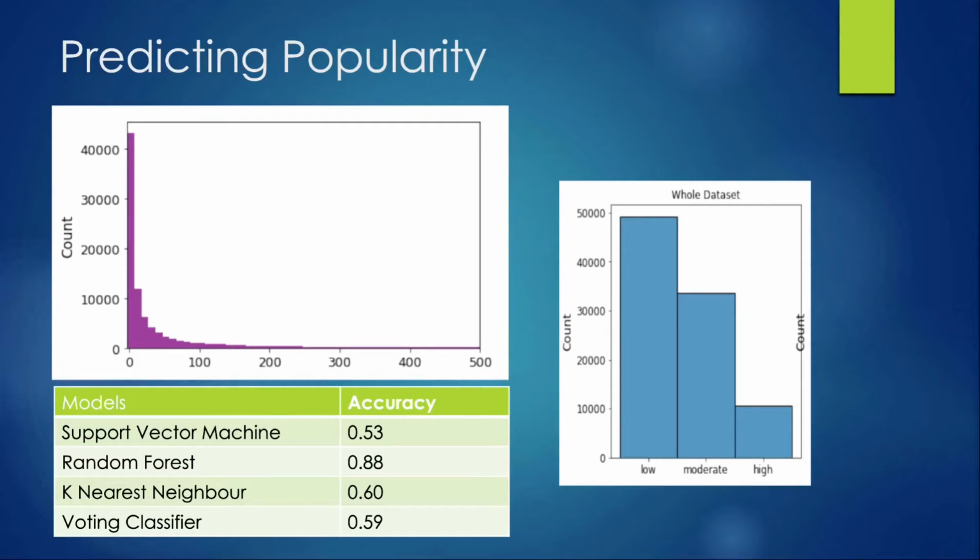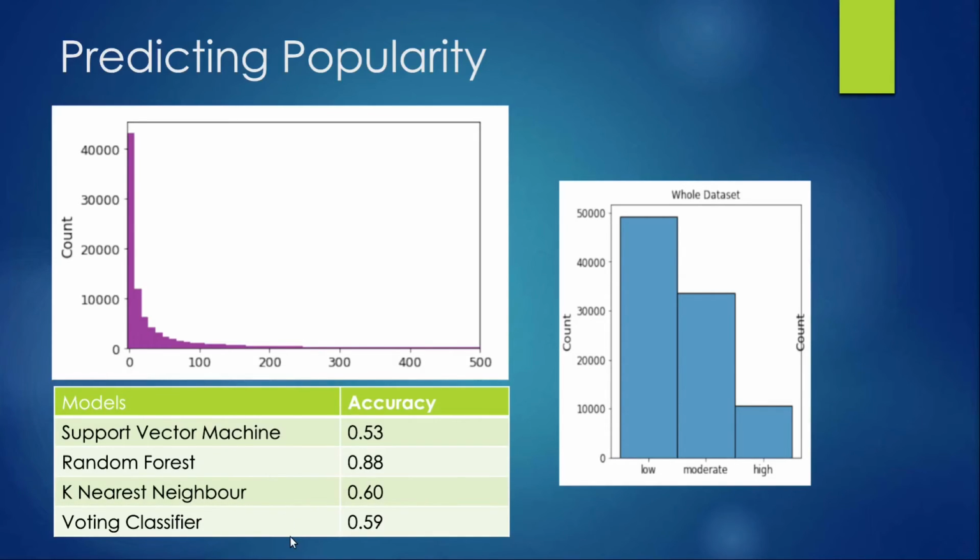Thank you, Mi. In this section, we'll build a few models to predict the popularity of the news. This is a plot of the frequency distribution of the popularity scores. Instead of predicting the exact scores, we put the popularity scores into 3 levels: low, moderate, and high, and then predict the level of popularity. After the dimensionality reduction, we built 3 models: support vector machine, random forest, and k-nearest neighbor. You can see that the random forest has an accuracy of 88%, which is the best.